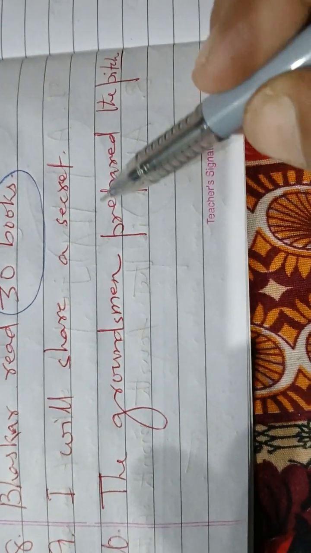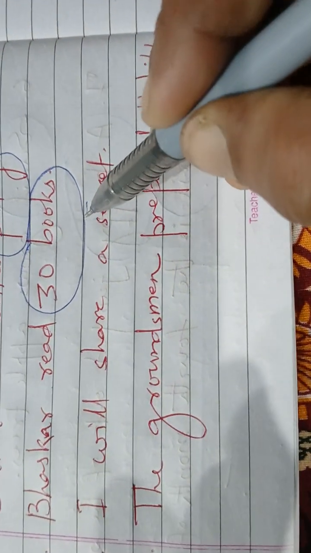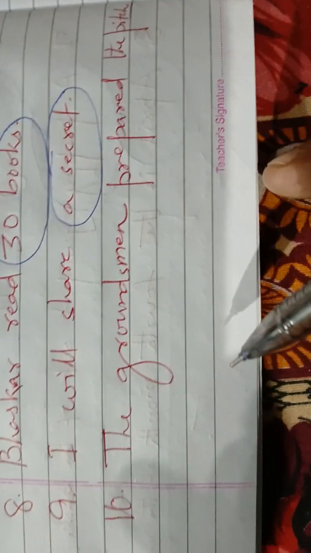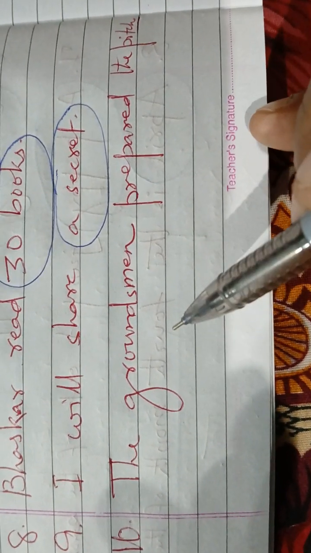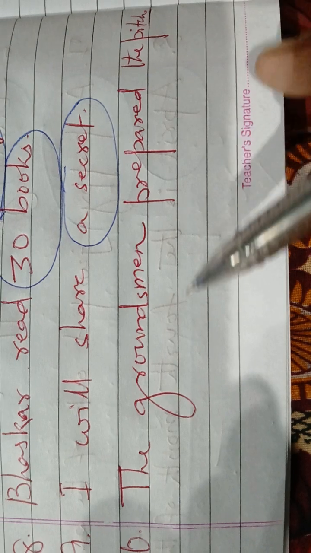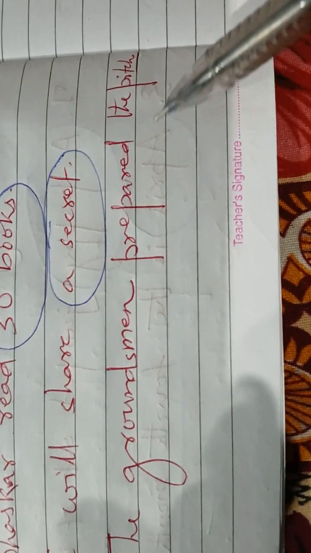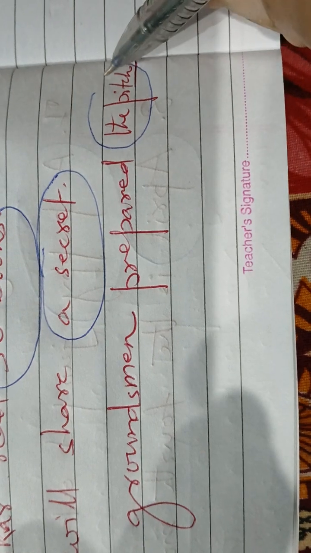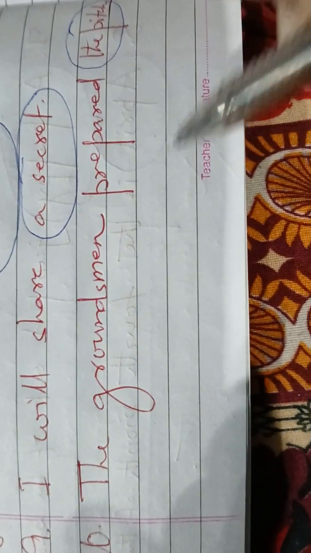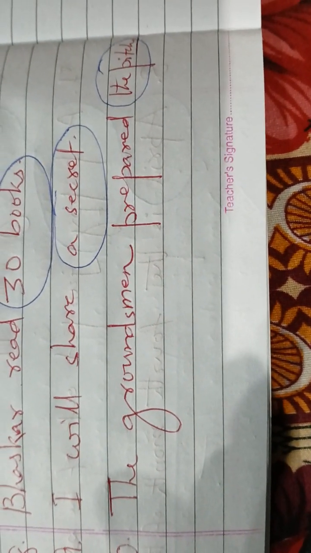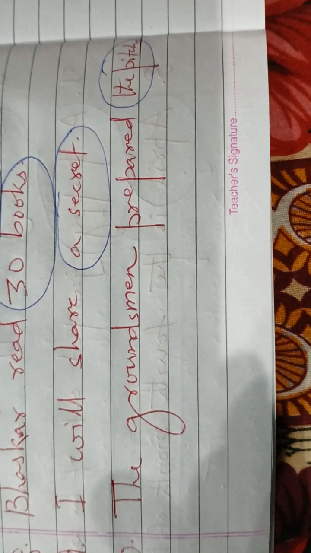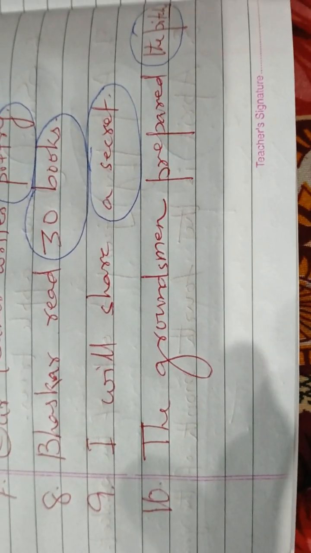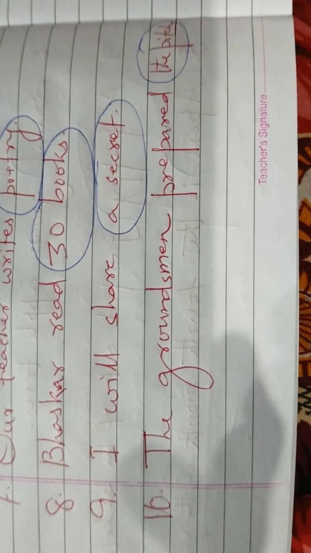Ninth, I will share a secret. Here, a secret is the object of this sentence. And the groundsman prepared the pitch. Here, the pitch is the object of this sentence. In this way, you need to answer your questions in your notebook and must get it checked.